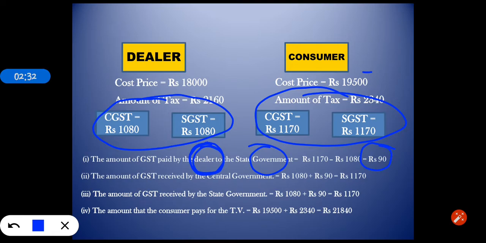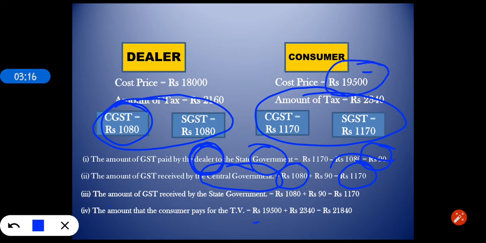Second question, the amount of GST received by the central government. How much money is received by the central government? In the first case it's 1,080 and from the second case it's rupees 90. So when I add these two, I'll get 1,170. Similarly, the amount of GST received by the state government is also 1,080 rupees plus rupees 90, which is equal to 1,170.